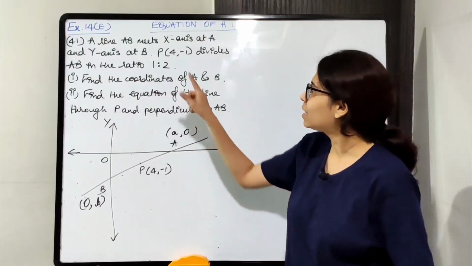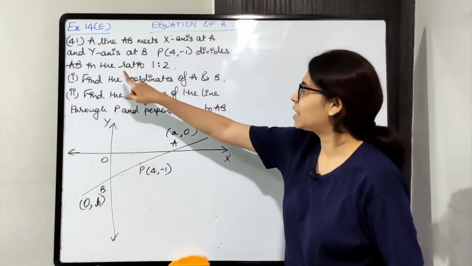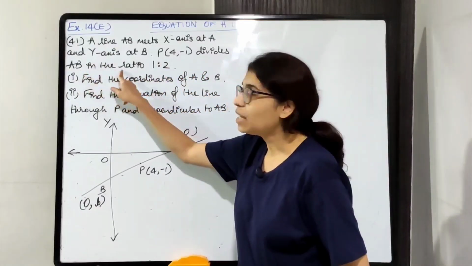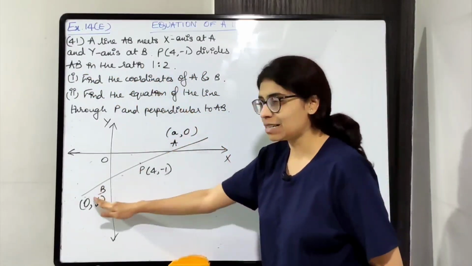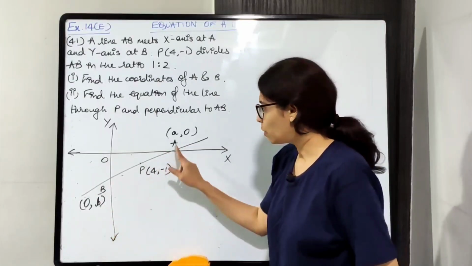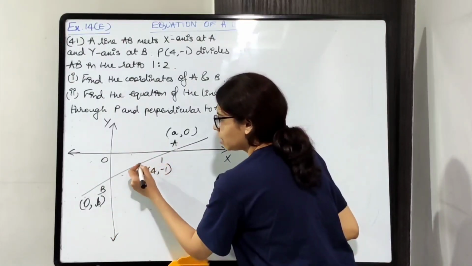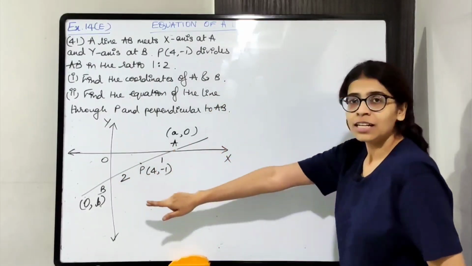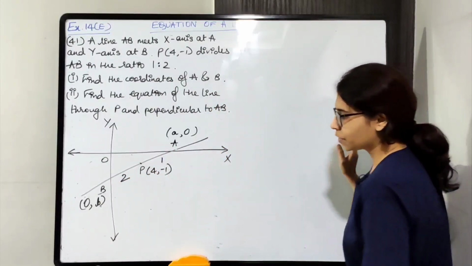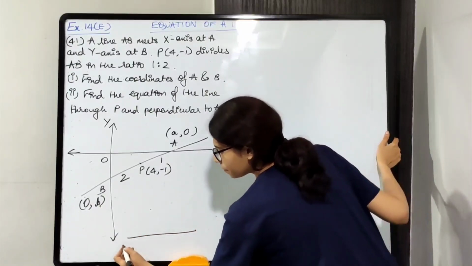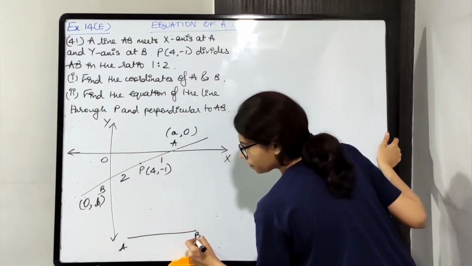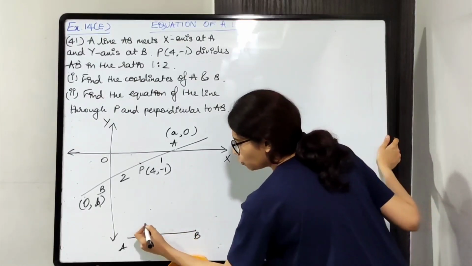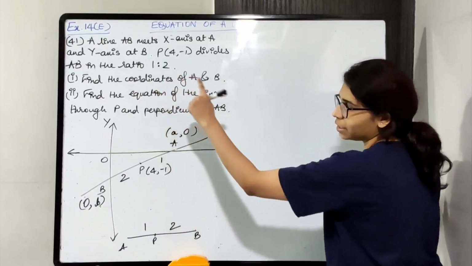We are told that P(4, minus 1) divides AB in the ratio 1:2. So P divides AB in the ratio 1:2. A से start करना है, AB. Okay, so AP 1, PB 2. Okay, so it's better that you draw AB separately. Okay, so I'll draw it separately over here. AB है and P is dividing AB in the ratio 1:2. That is how it is given.